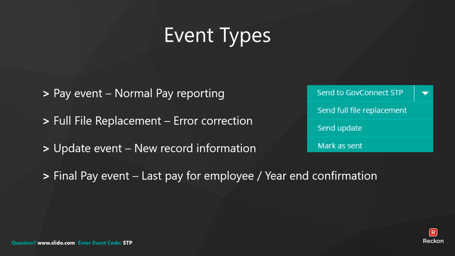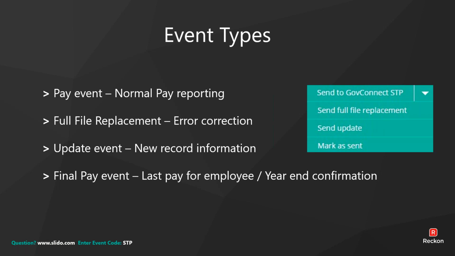So as I've mentioned, there's a few other event types. If you send to GovConnect STP, that's just submitting a usual pay event. Full file replacement, that's if there's too many errors in your previous pay submission to the ATO and you need to submit it again. Send update basically means that there's a minor error in the previous pay run.